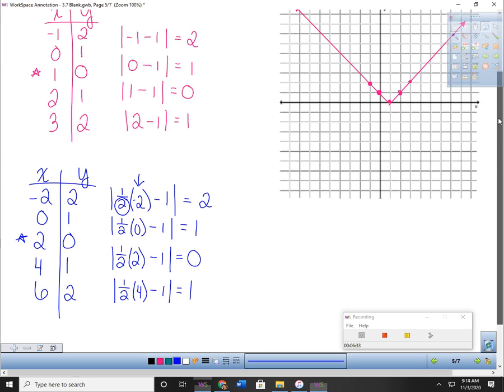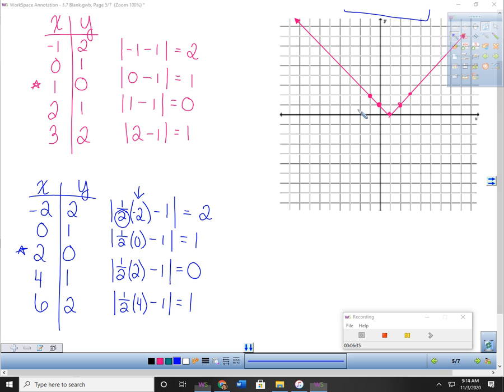So plot those points. We've got negative 2, 2, 0, 1, 2, 0, 4, 1, and 6, 2. This is why I like to use a different color, because otherwise it'd be really hard, right, to see that.